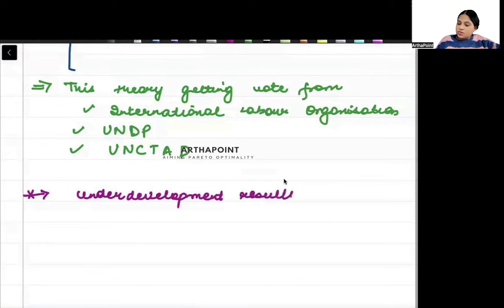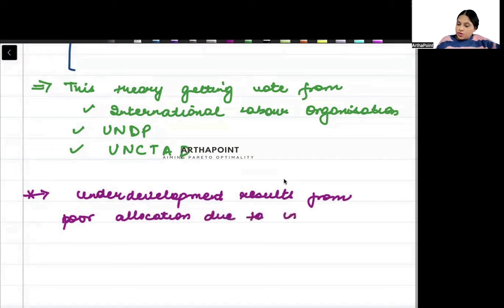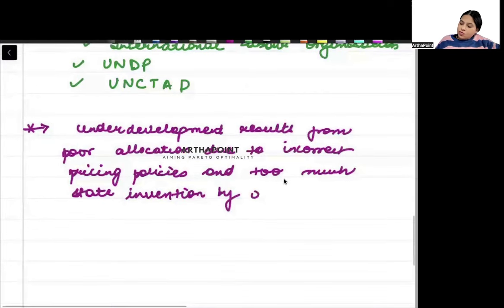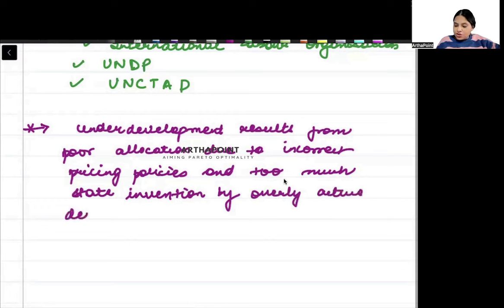results from poor allocation due to incorrect pricing policies and too much state intervention by overly active developing nation government.